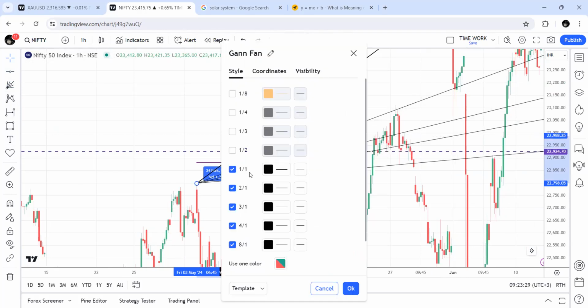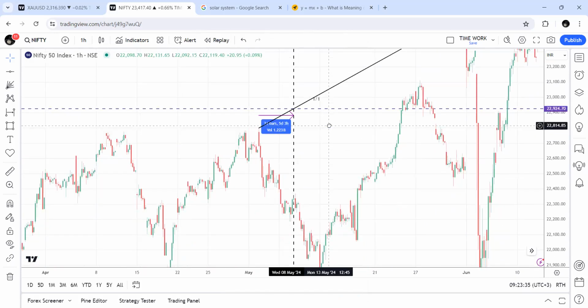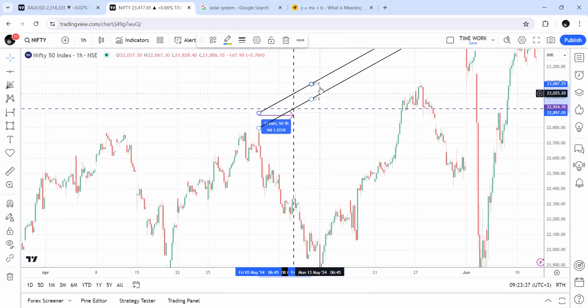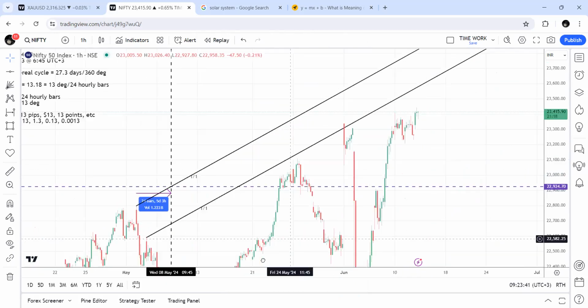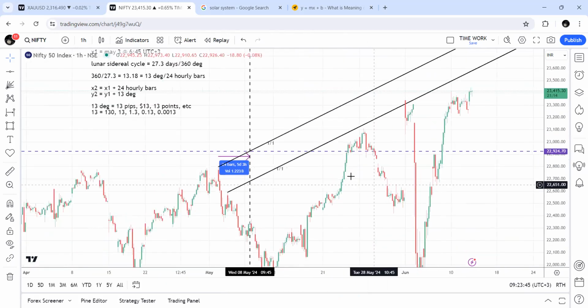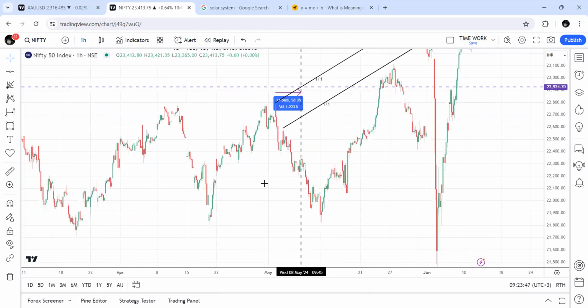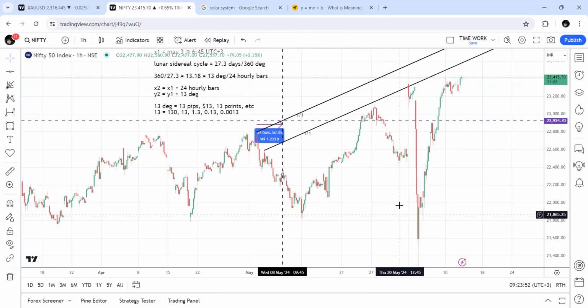And now I can remove everything I'm not interested in because I'm only interested in the 45-degree angle. Okay, and now I can clone it. And there you go. There's one hit. Look at the resistance that came off from that bounce. Perfect.